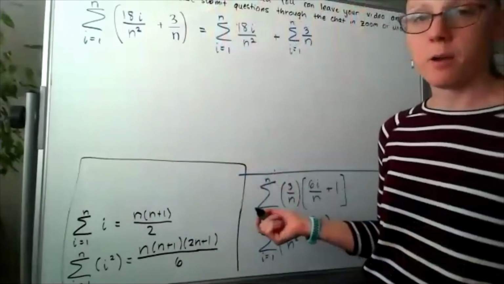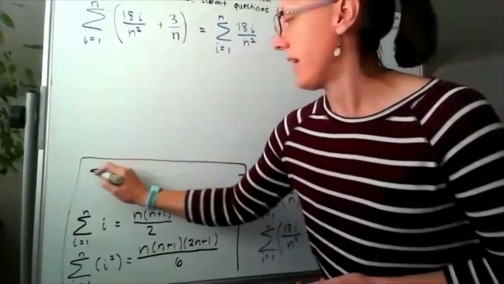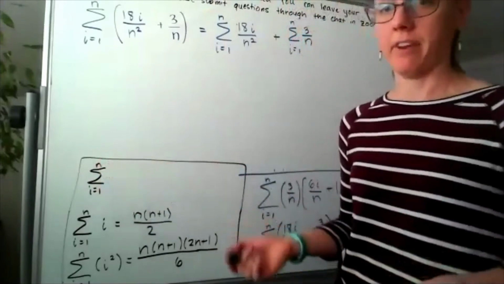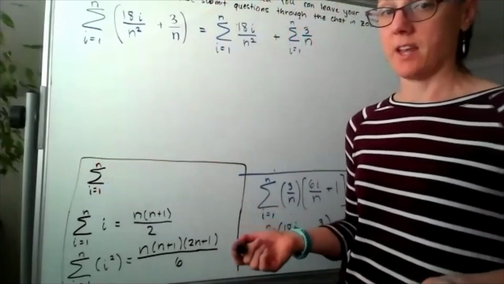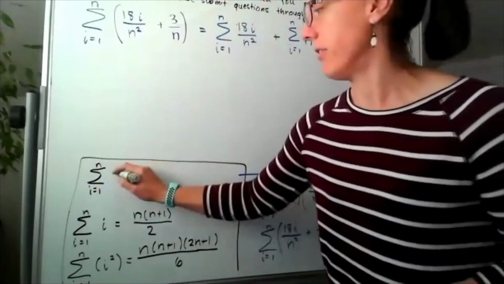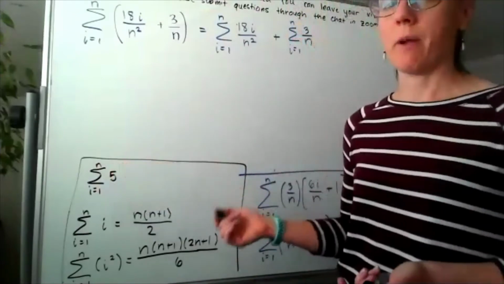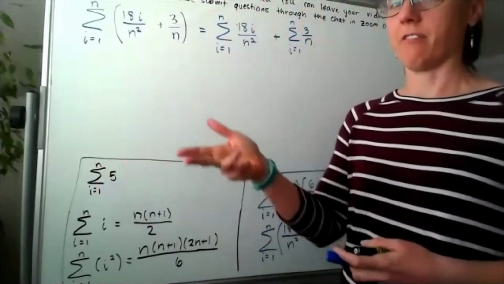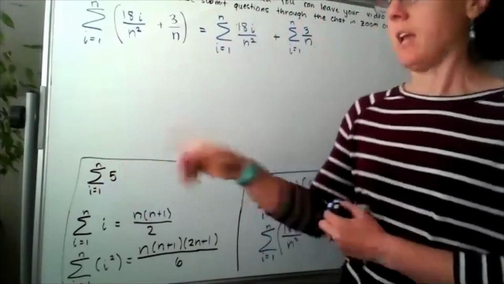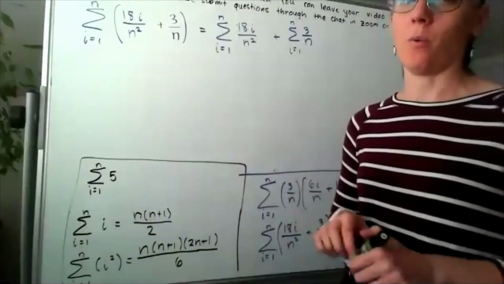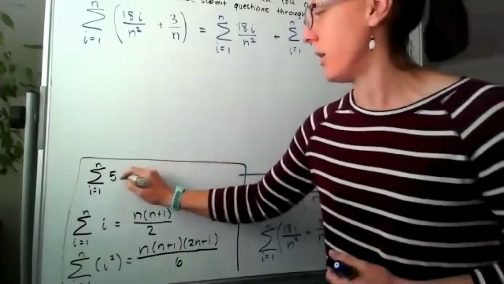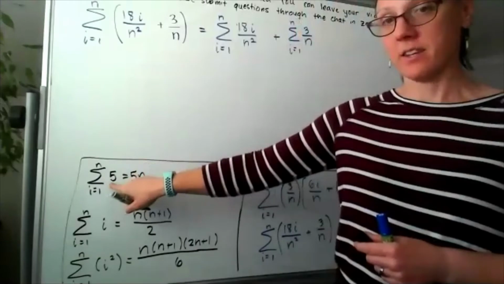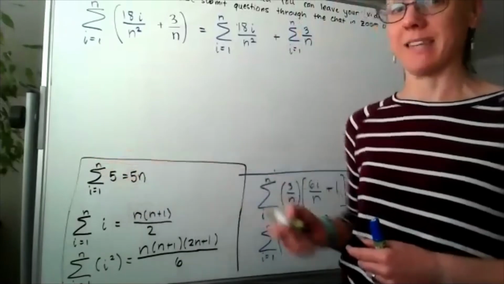Two more rules that come in handy a lot. If I take the sum from 1 to n of a number, like let's say the sum from 1 to n of 5, well, if I were actually writing that out, that would say 5 plus 5 plus 5 plus 5 plus 5 plus 5 plus 5, n times. So the shortcut way of writing that is that this sum will add up to 5n. Whatever the constant is, it's just going to be the constant times n.